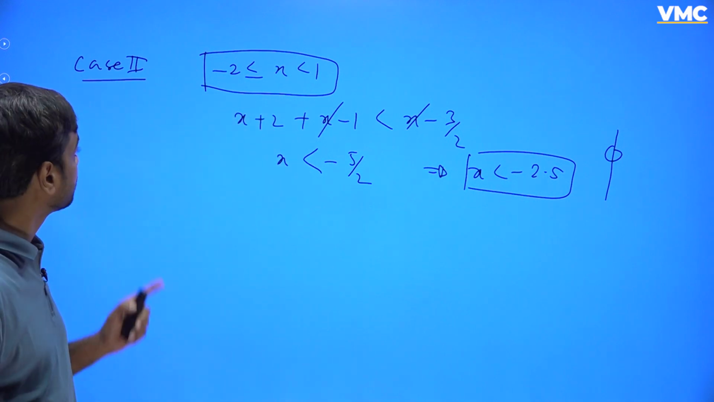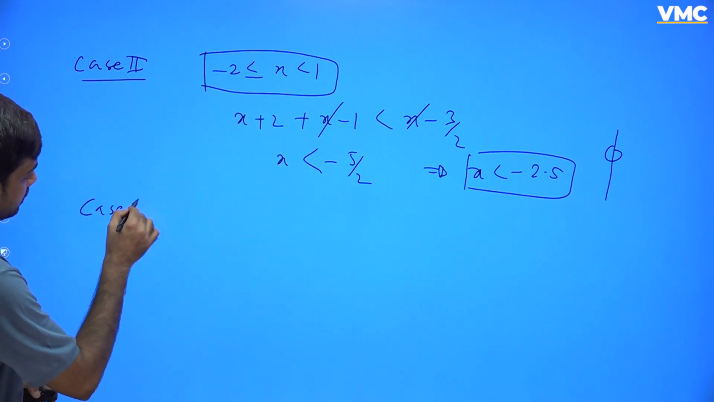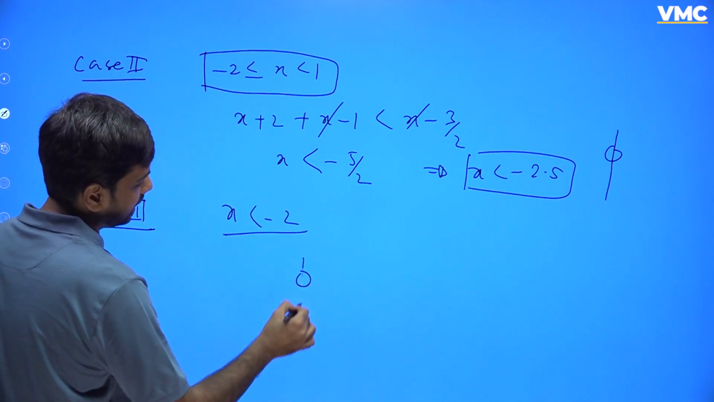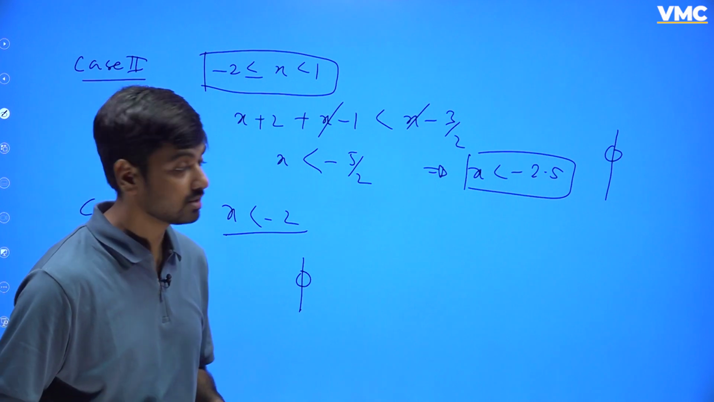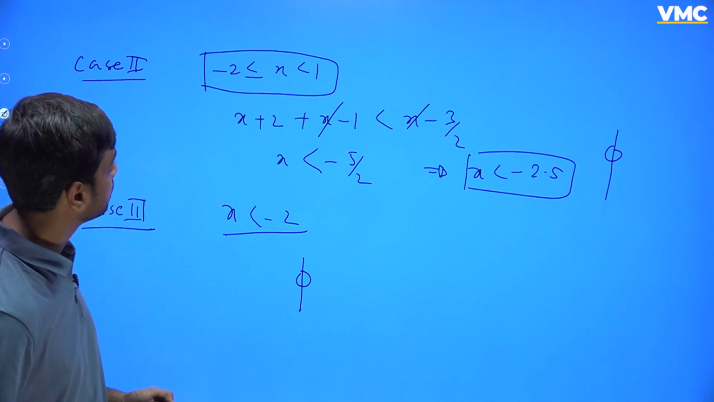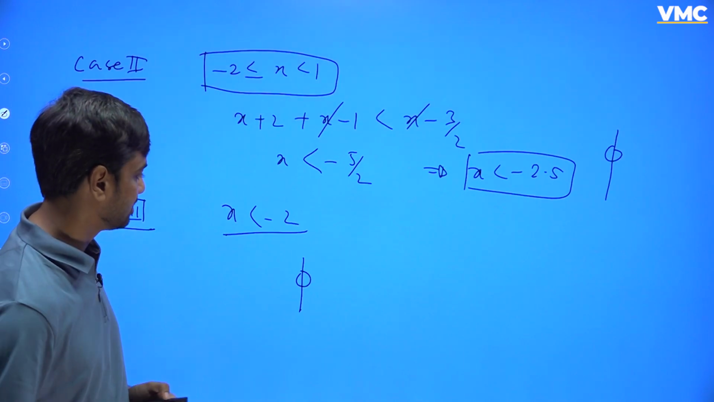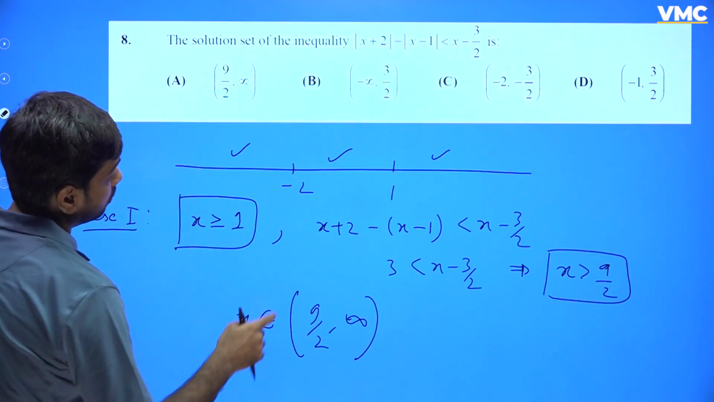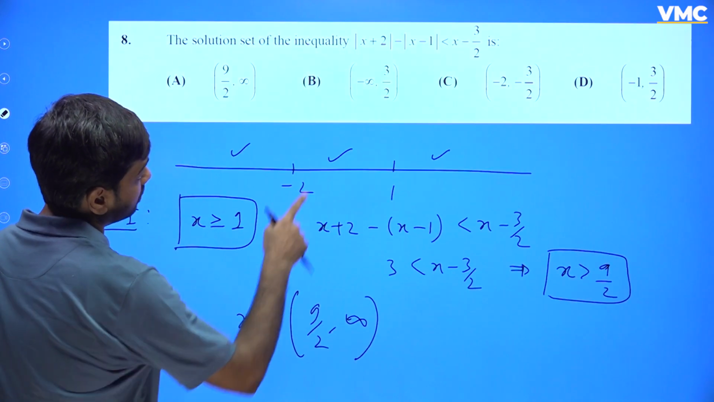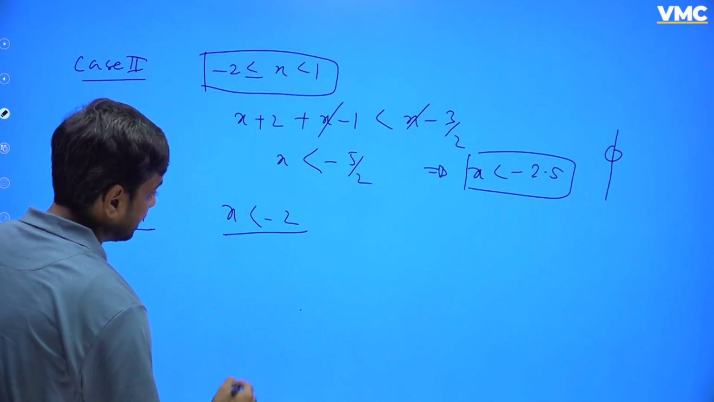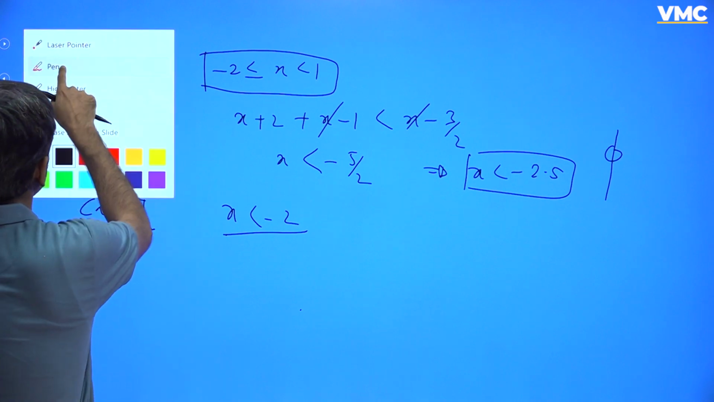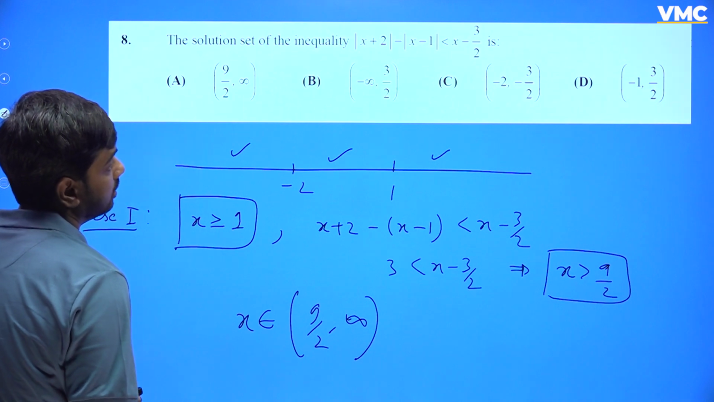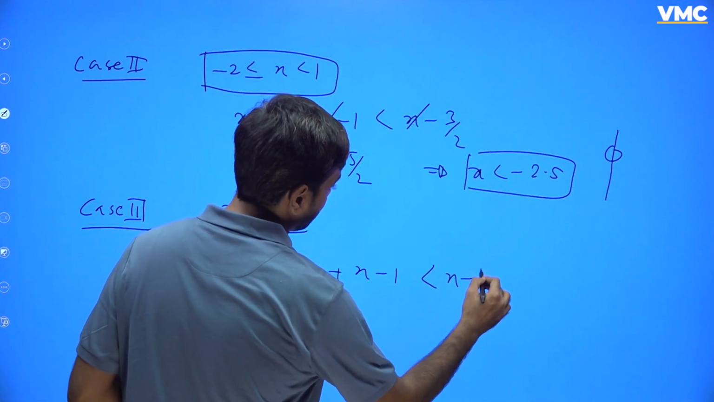In the same way, if you take the third case, that is x less than -2, you will get the same again. I know because I have solved this. Let me check also, let's check whether we are getting the same or not. So when you take x less than -2, this expression will be negative, this expression will also be negative. So minus x minus 2 plus x minus 1, right? Then we have less than x minus 3 by 2.